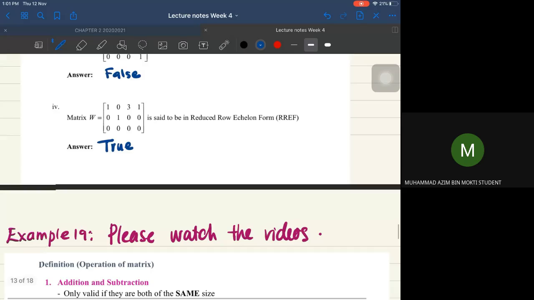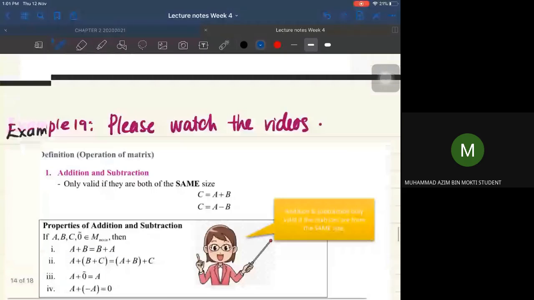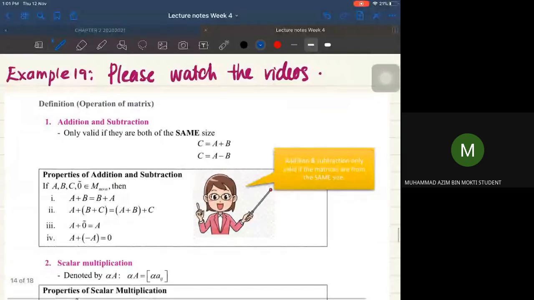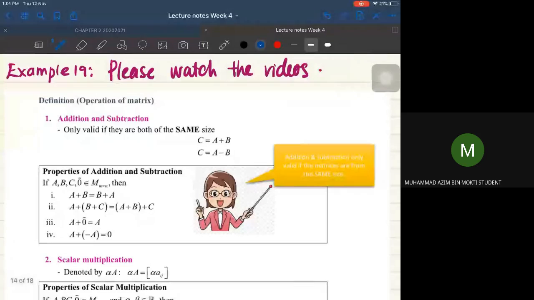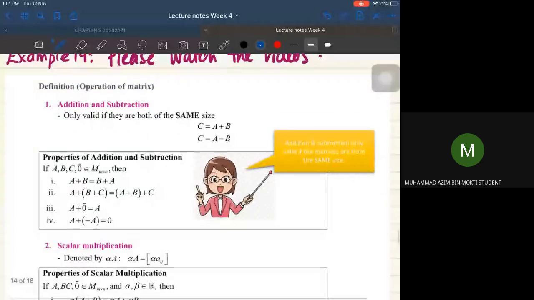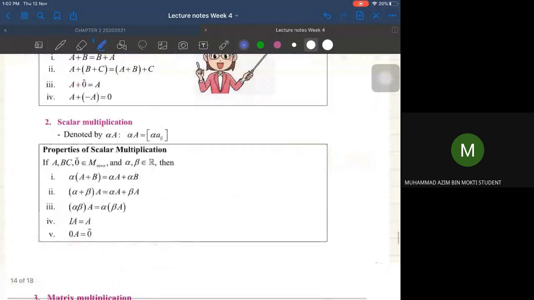Okay, saya nak sambung sikit lagi operation of the matrix and we end our class. Okay, so operation of the matrix, addition and subtraction. Kalau kita nak buat tambah tolak matrix, dia mesti size yang sama. Kalau size dia tak sama, kita tak boleh buat operation tu. Okay. So what is mean by scalar multiplication? Maksudnya ada satu nilai yang kita kena darabkan dengan semua elemen dalam matrix tu. That is scalar multiplication.